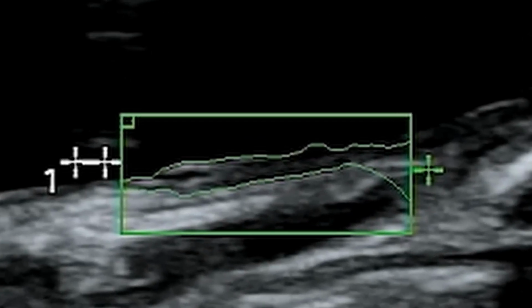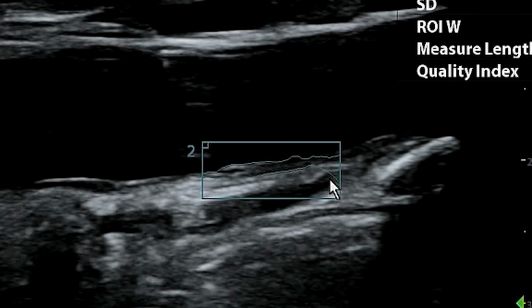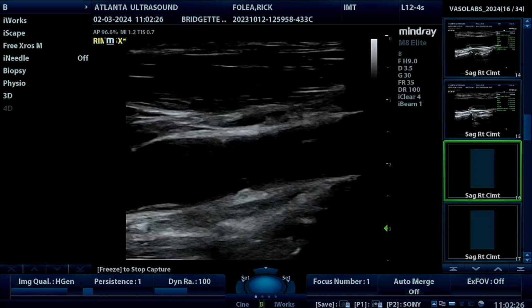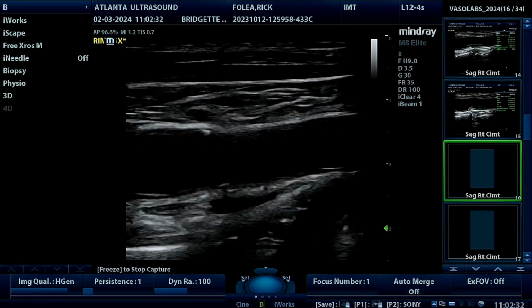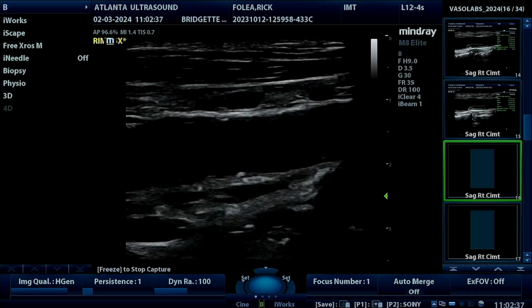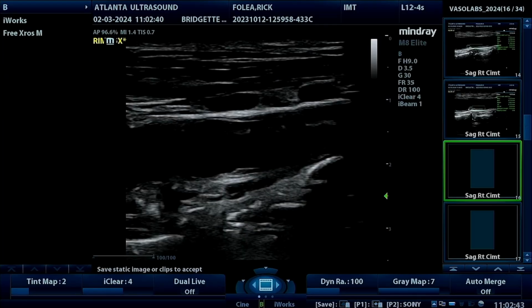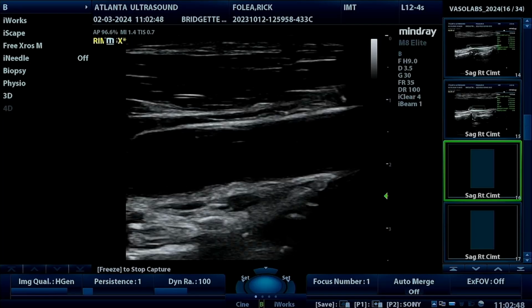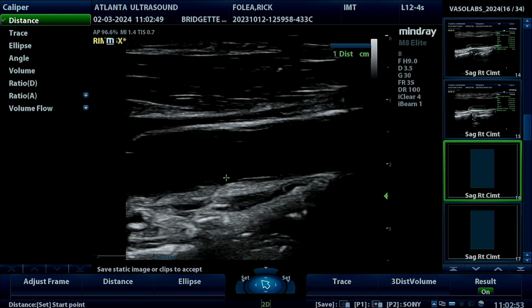Oops. See this fall off here? That doesn't follow the media layer correctly, does it? It should go this way. The machine doesn't always get it right, so let's clear that and start over. It's really hard to get a clear image from this posterior angle because there's so much tissue between us and the artery. We'll keep trying till we get a good clear image of both the intima and media layers of the artery wall. There we go.